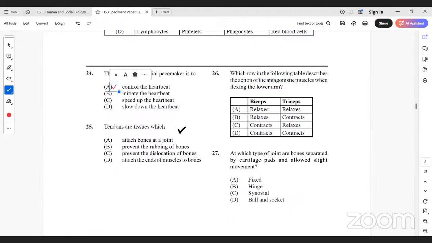Tendons are tissues which do what? What do tendons do? Anyone knows? What do tendons do? Tendons touch the end of muscles to bones.